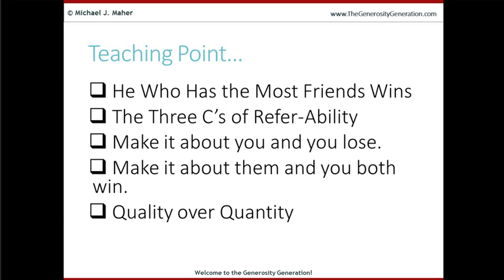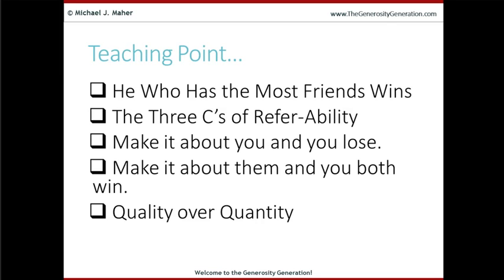So the first one is he who has the most friends wins. And that's the truth. He who has the most friends wins. It doesn't mean that you have to hang out with people all the time. It just means how can we increase our likability so that we can make friends faster. That doesn't mean that you have to marry them. It doesn't mean that you have to hang out with them. What it means is you have to learn how to impress and be friends with people very quickly.